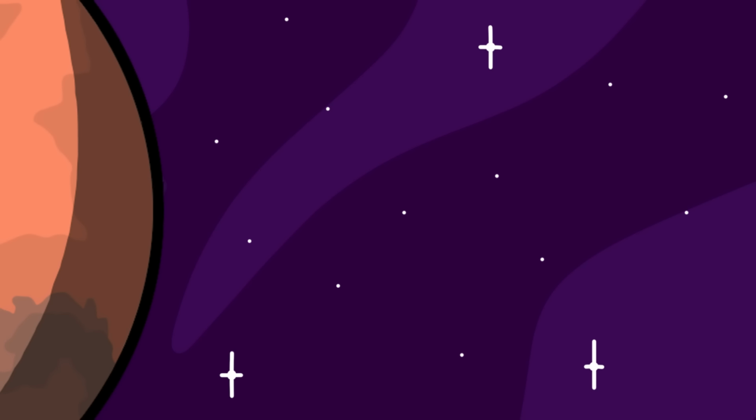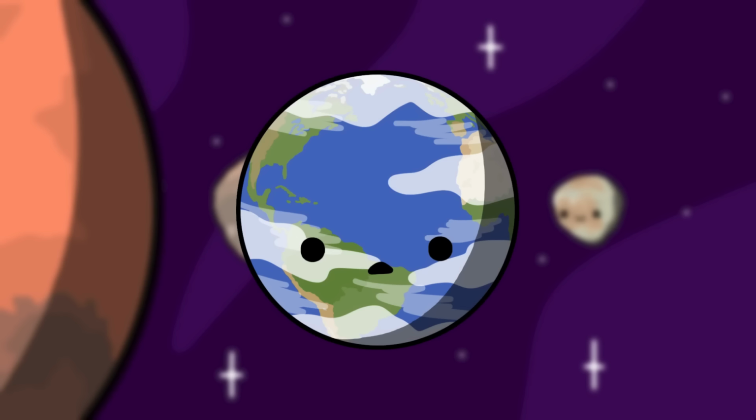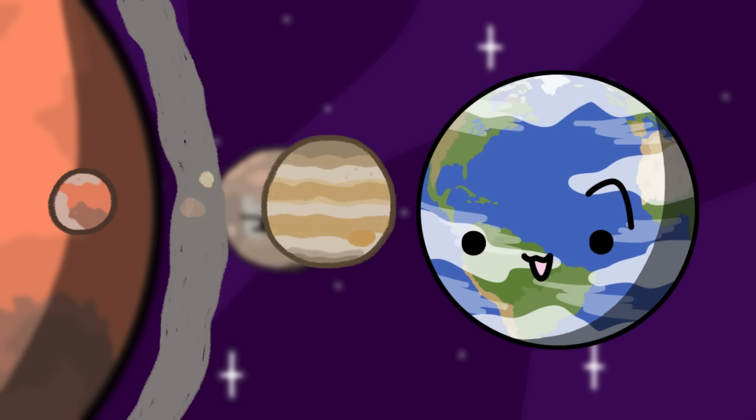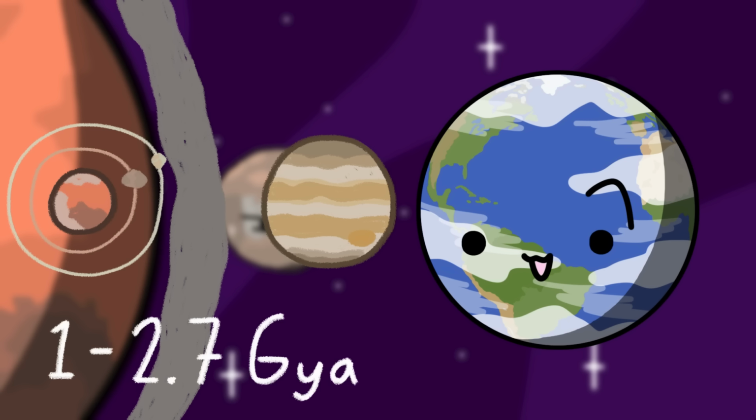Mars has two moons named Phobos and Deimos. Their origins are unknown, but we have some good guesses. The first theory says that they're both captured asteroids that were flown from the asteroid belt by Jupiter and captured by Mars around 1 to 2.7 billion years ago.